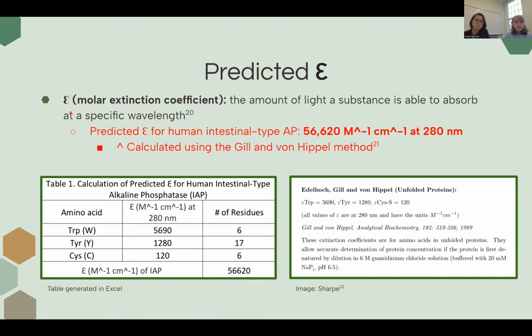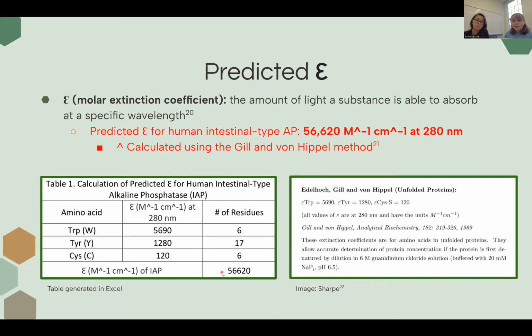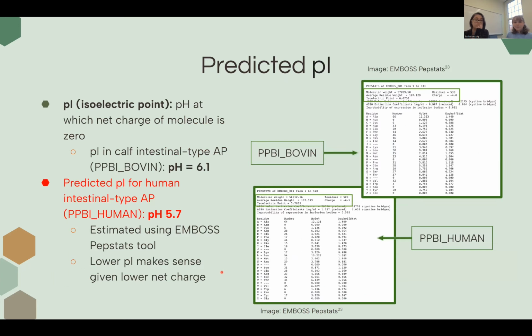We also predicted the molar extinction coefficient of our protein. This is the amount of light a substance can absorb at a specific wavelength. We estimated this using what's called the Gill and von Hippel method, which is briefly described here, and we ultimately calculated the extinction coefficient to be 56,620 inverse molarities times inverse centimeters at a wavelength of 280 nanometers specifically.